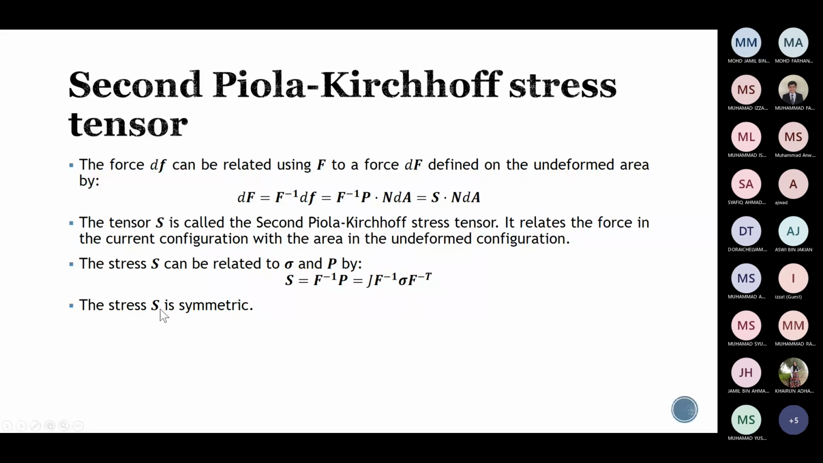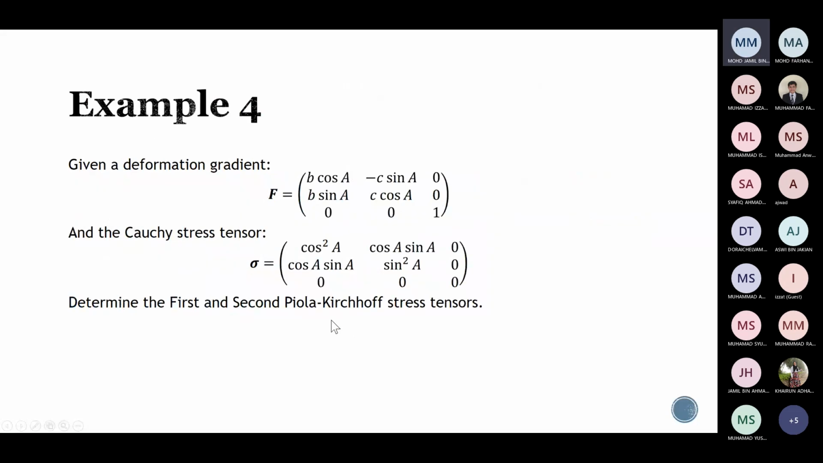So S, the second Euler-Kirchhoff stress tensor, is symmetric. It's always symmetric, while P is unsymmetric. Okay, so let's look at an example on how to calculate the first and second Euler-Kirchhoff stress tensor.